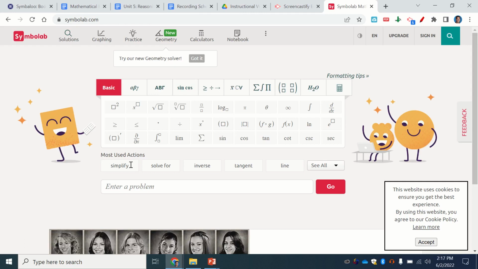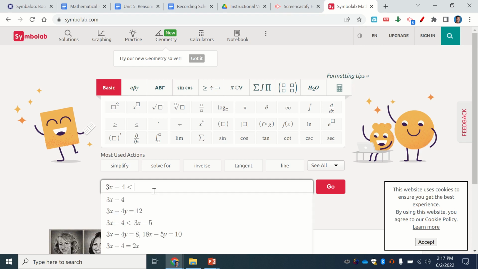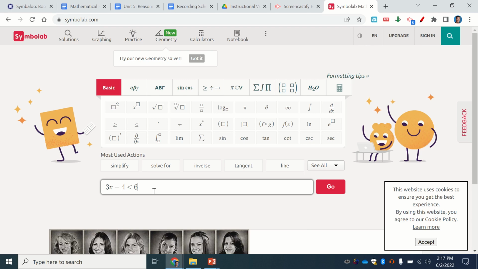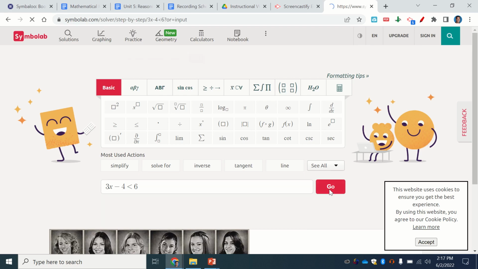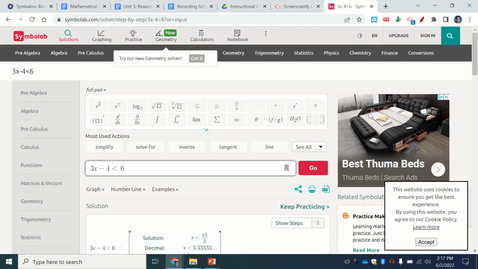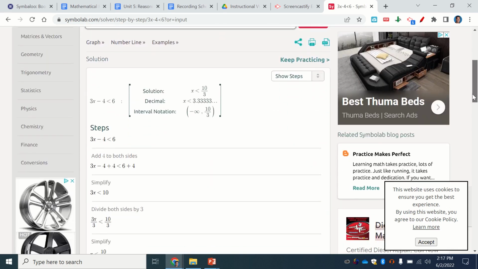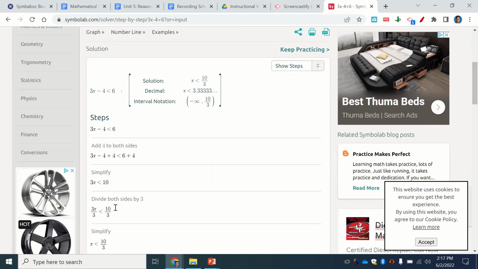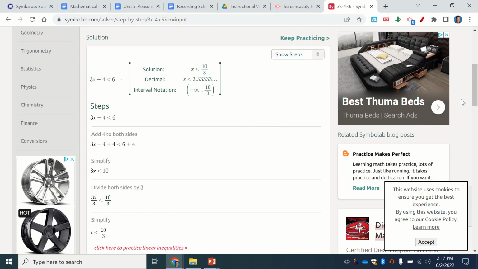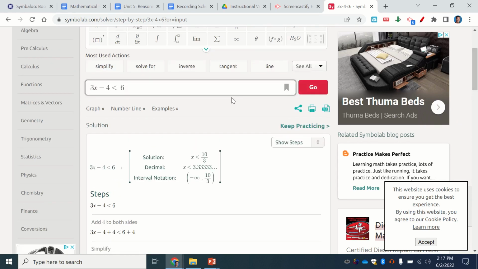So we go to symbolab.com and we're going to enter our problem. Let's say we got 3x minus 4 is less than 6. We're going to go ahead and click go. And it shows us what our answer is. The answer is x is less than 10/3. And it shows us step by step how to get there. So we can enter any inequality in here and click go, and it will give us what the solution to the inequality should be. So we can go ahead and change these numbers as we want.